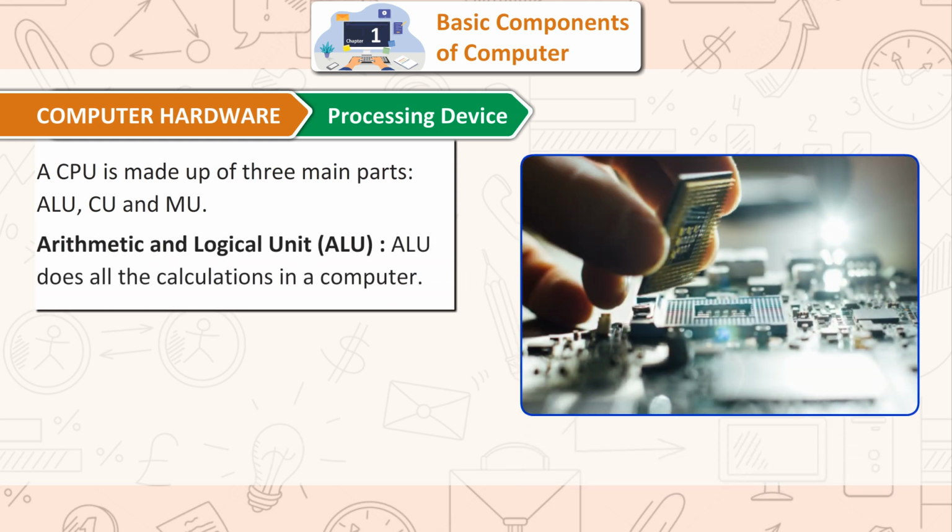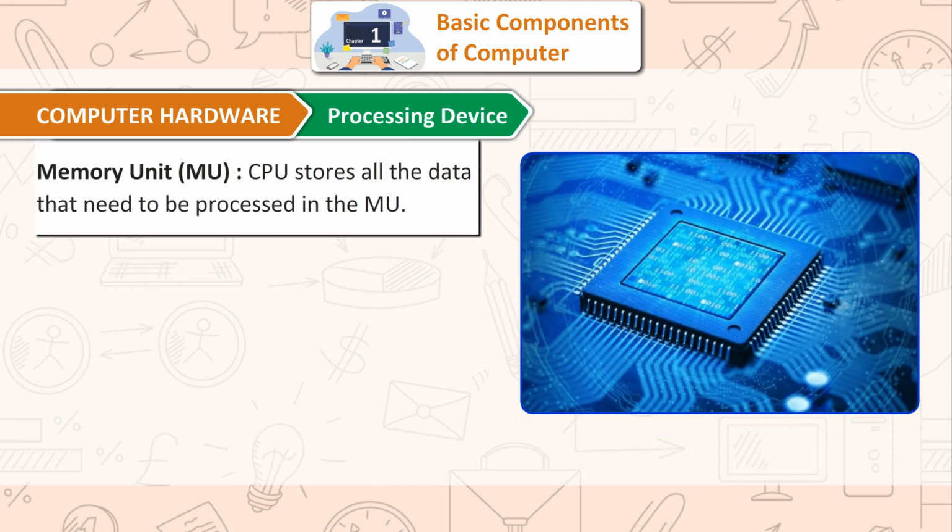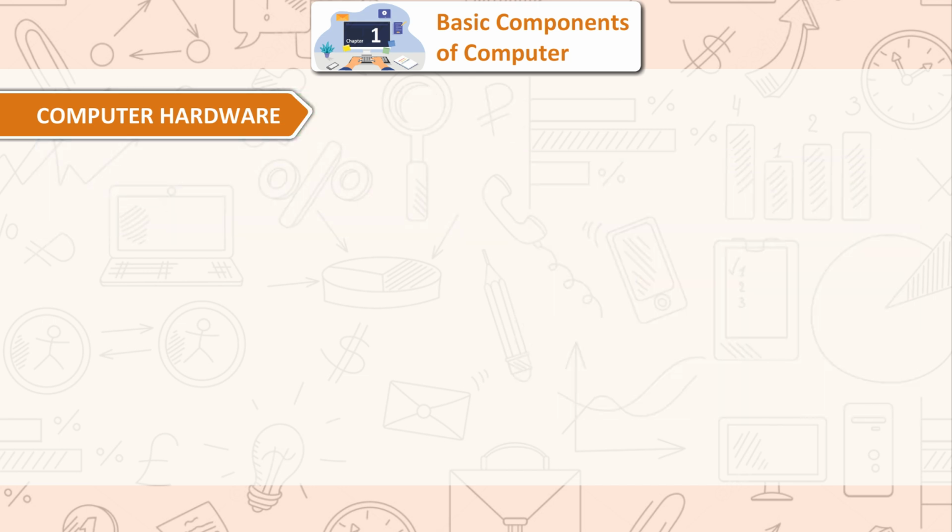Arithmetic and Logic Unit, ALU. ALU does all the calculations in a computer. Control Unit, CU. CU controls all the parts of the CPU. It gets data from the MU and sends them to the ALU. Memory Unit, MU. CPU stores all the data that need to be processed in the MU.